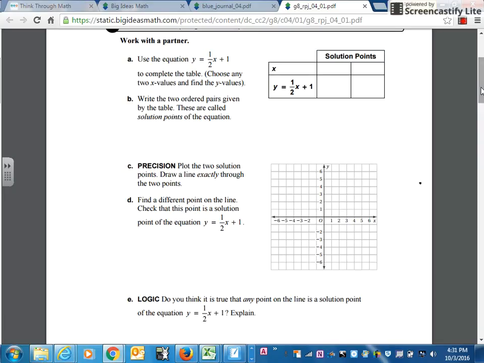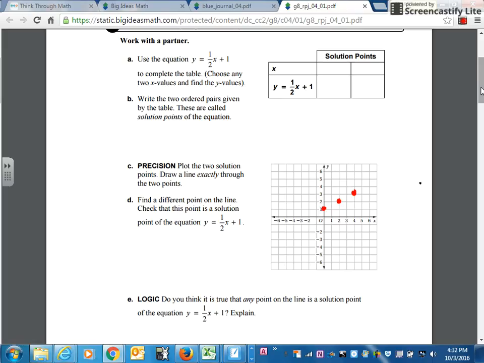Part C says plot the two solution points. Draw a line exactly through the 2 points. So we are going to plot those points that we just mentioned. That was 0, 1. So 0, 1. And 2, 2. So you go over 2, up 2. I'm just going to go right there. And the last point was 4 and 3. 1, 2, 3, 4. 1, 2, 3. Okay. Now we have 3 points, and we're starting to develop a line.